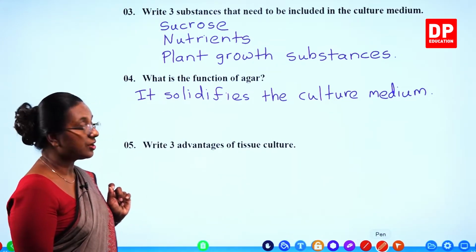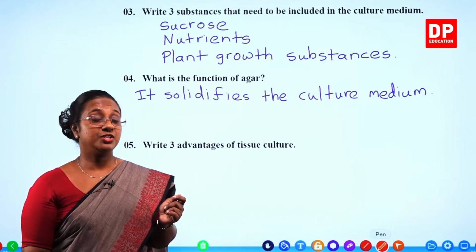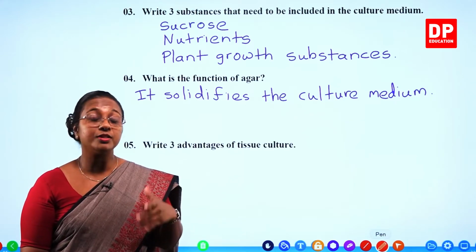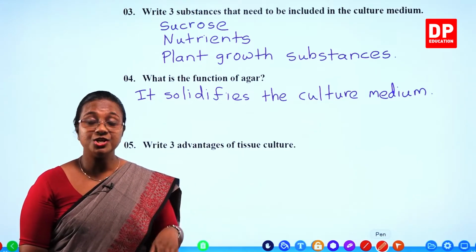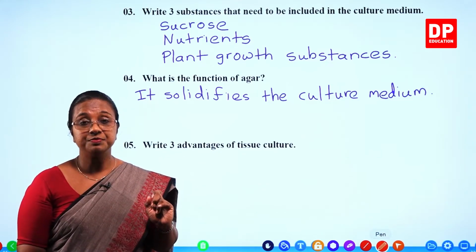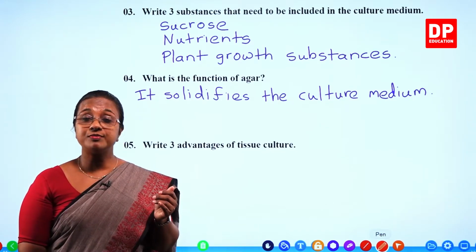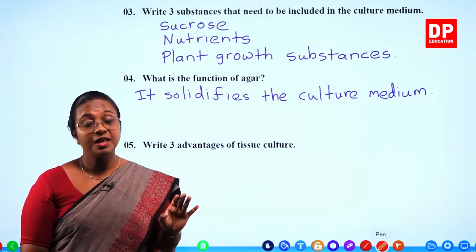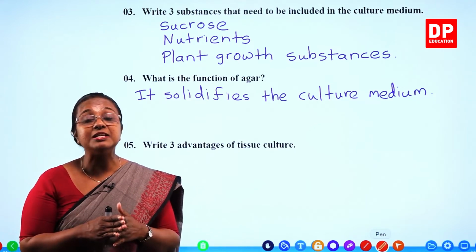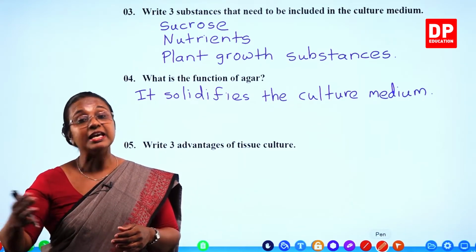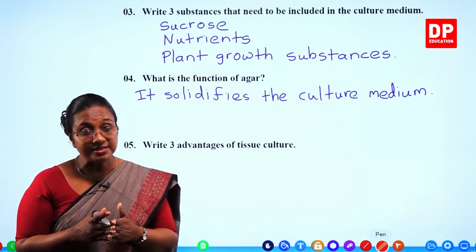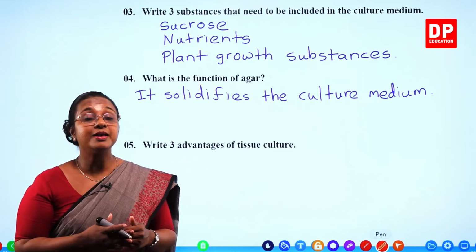Write three advantages of tissue culture. What are the advantages of tissue culture? You can produce offspring identical to the mother plant or the parental plant. That is one advantage. Then you can produce a very large number of offspring within a short period of time. And also you can produce a large number of healthy offspring in a limited space. And also you can produce offspring with desired characteristics using hybrid tissues.